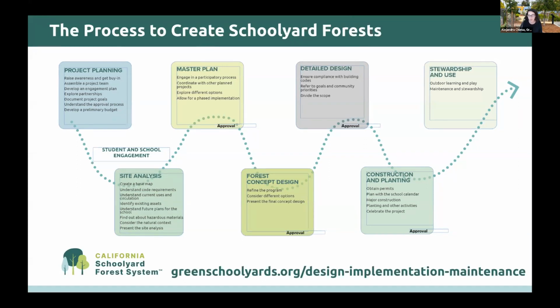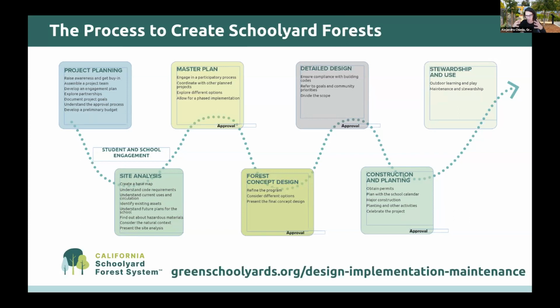And if you do a master plan for the whole schoolyard, because, for example, there are a lot of moving parts and everything needs to be considered, of course, it's important to engage in a participatory process, coordinate with other planned projects, and explore different options. And having a master plan also allows for phased implementation. If you don't have the money to do everything at the same time, you can do one piece at a time.